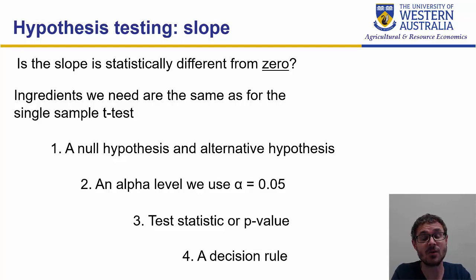So I've said we're going to have alpha at 0.05 again. We do need a test, formally we need a test statistic. In practice we're going to use p-values, but remember the p-value is really being derived from the distribution of the test statistic, and of course we need to apply a decision rule. This looks remarkably like what you've done time and time again.